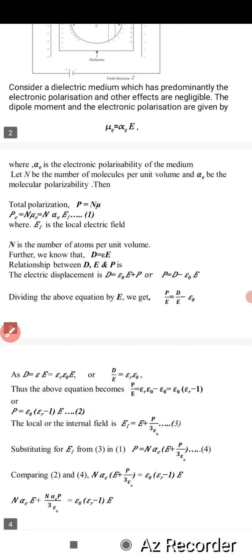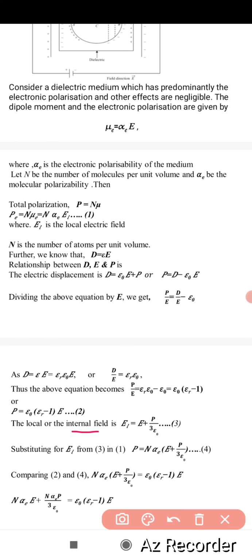For the localized electric field in equation 1, we know that EL is equal to E plus P by 3 epsilon naught. Substituting this value into equation 1, we get P is equal to N alpha e into EL, where EL is replaced by E plus P divided by 3 epsilon naught.